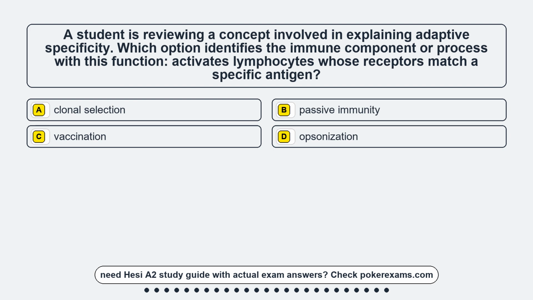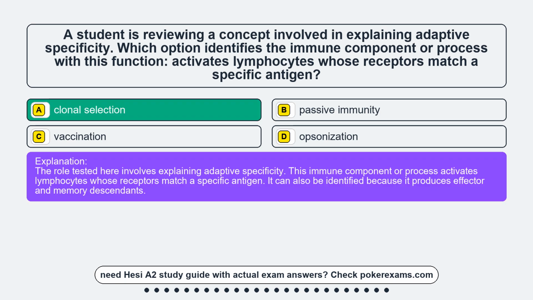Question 23. A student is reviewing a concept involved in explaining adaptive specificity. Which option identifies the immune component or process with this function, activates lymphocytes whose receptors match a specific antigen? Option A, clonal selection. Option B, passive immunity. Option C, vaccination. Option D, opsonization. The correct answer is option A, clonal selection.